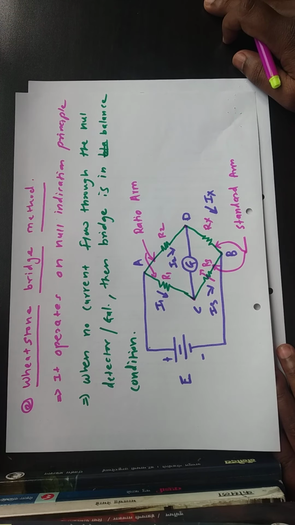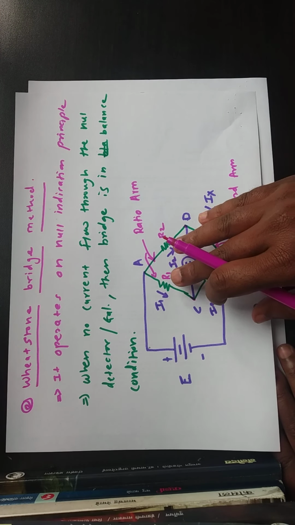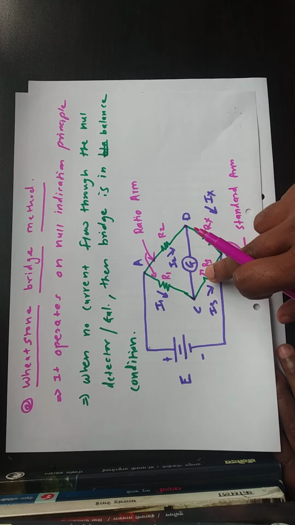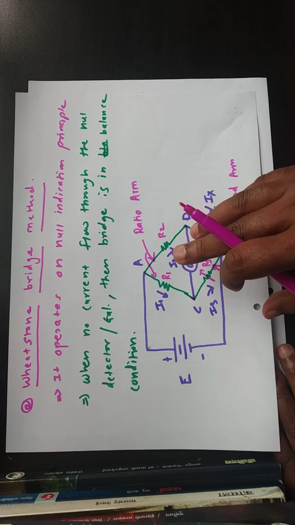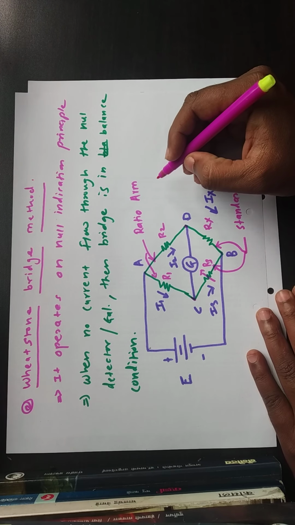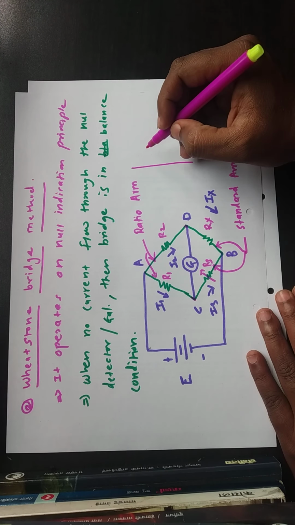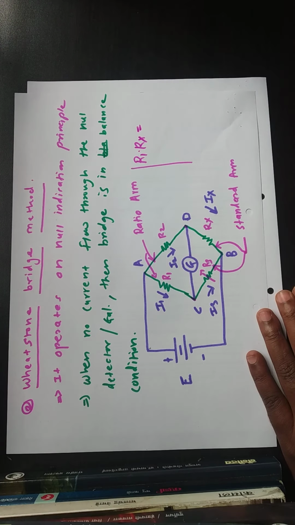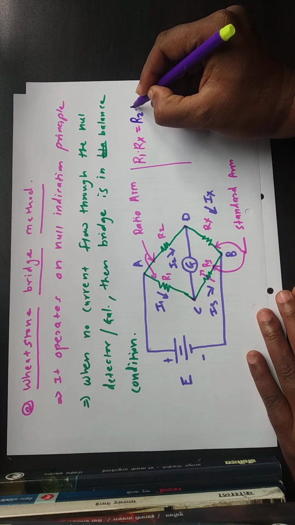So what it suggests is the final equation: R1 into Rx is equal to R2 into R3. When the values become equal, then this circuit is in the balance condition. So how do we write the balance equation? The balance equation of any bridge can be written as R1 into Rx is equal to R2 into R3.